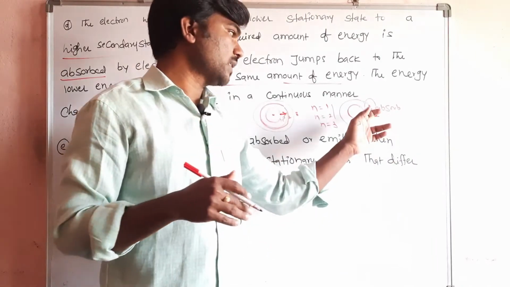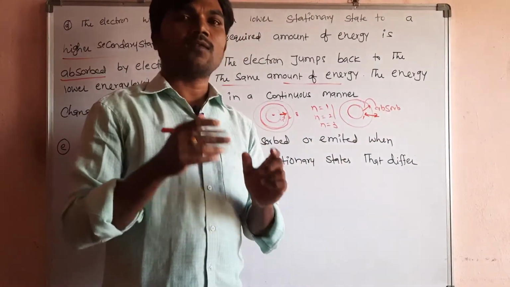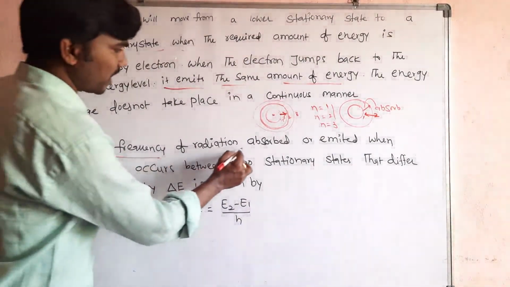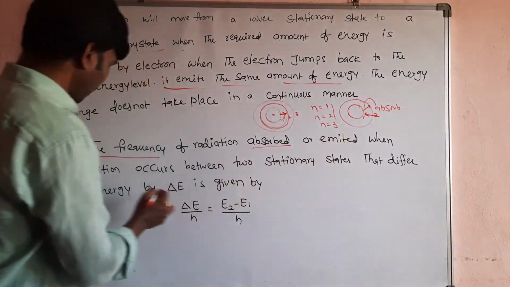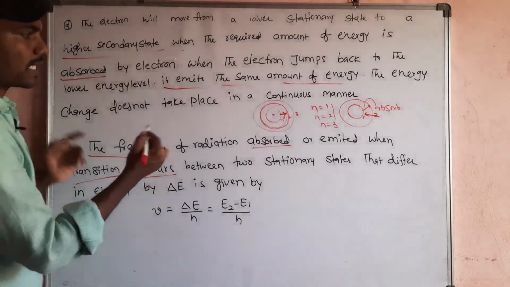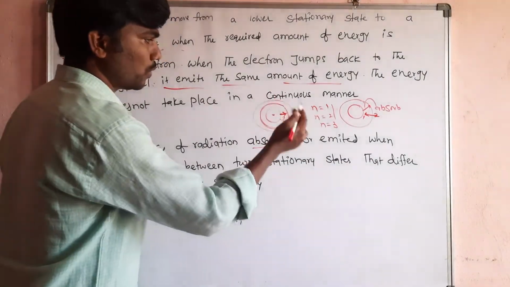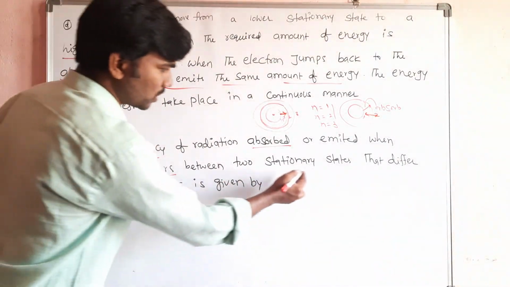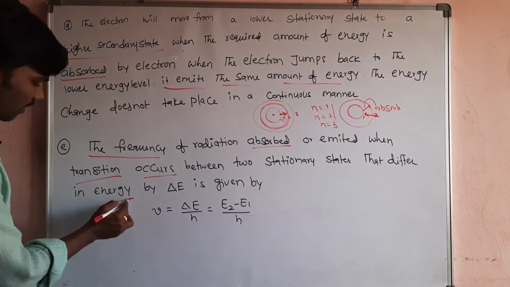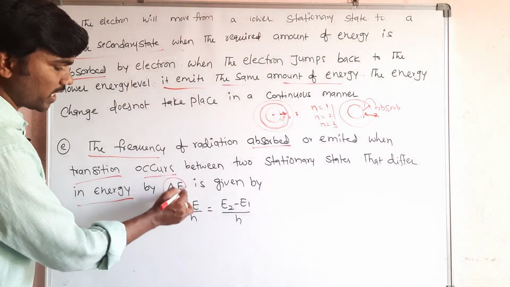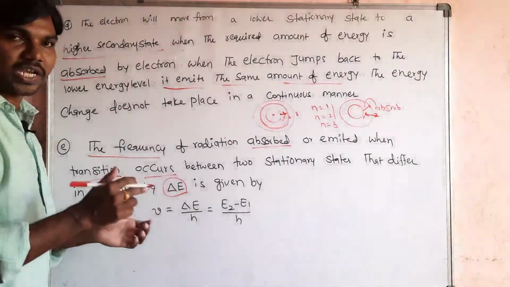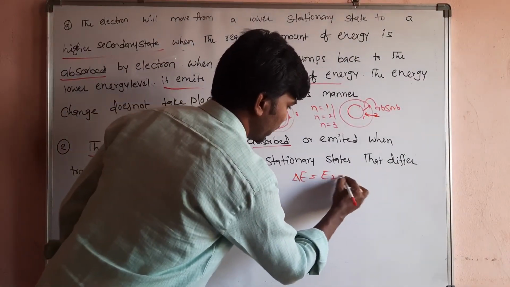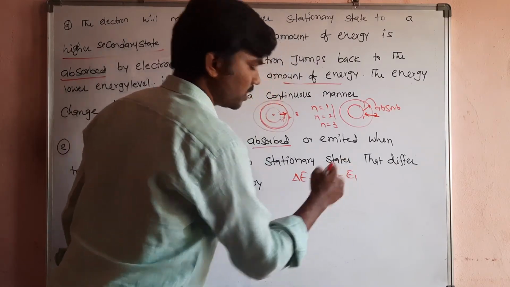The difference between the second energy level and the first energy level will be calculated by using this formula. So here you see the frequency of the radiation absorbed or emitted when the transition occurs, meaning 2 to 1 or 1 to 2. This transition frequency can be calculated like this. It occurs between two stationary states. The difference in the energy is known as what? Delta E. E means energy, delta means change in energy. Delta E will be calculated by using the E2 minus E1 formula: higher energy minus lower energy.